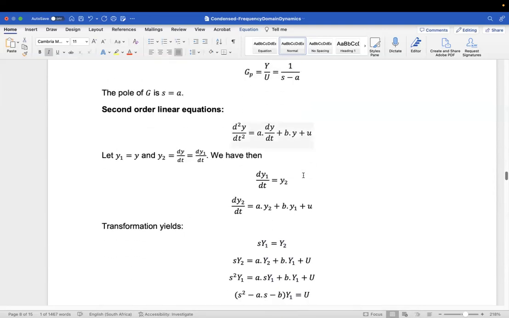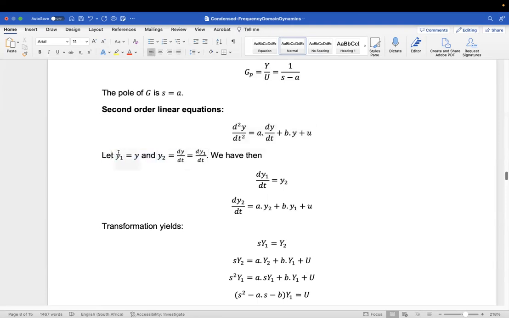If we have a second order system of equations, let's take this general form. So it's second order: d²y/dt² is a dy/dt plus by plus u. It is the most general form of a linear equation which is second order. And to solve this, we will convert this single second order equation to two first order equations through these definitions.